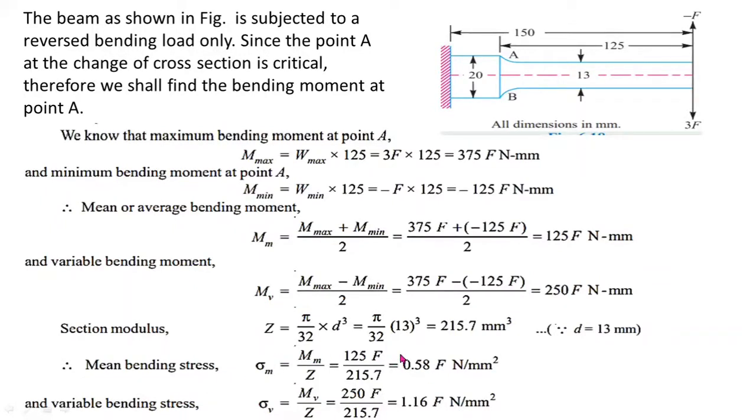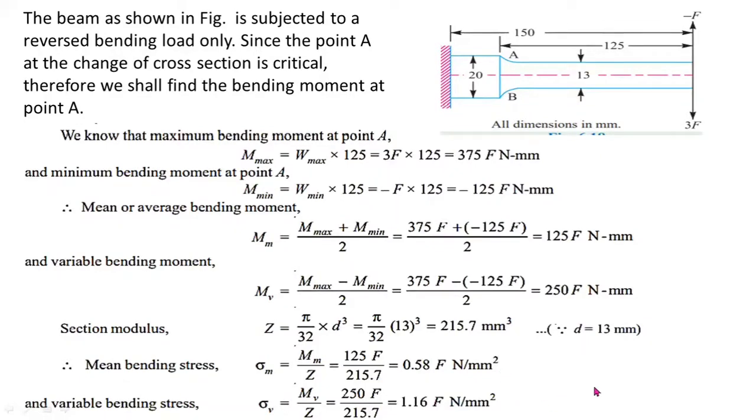Now substitute the value of Z in mean and variable stresses. Mean stress equals mean bending moment by section modulus. 125 F is the mean bending moment and Z is the section modulus. So 0.58 F is the mean bending stress. Variable bending stress sigma v equals Mv by Z, Mv equal to 250 F by Z equal to 215.7. So variable stress equals 1.16 F. These two are the bending stresses.